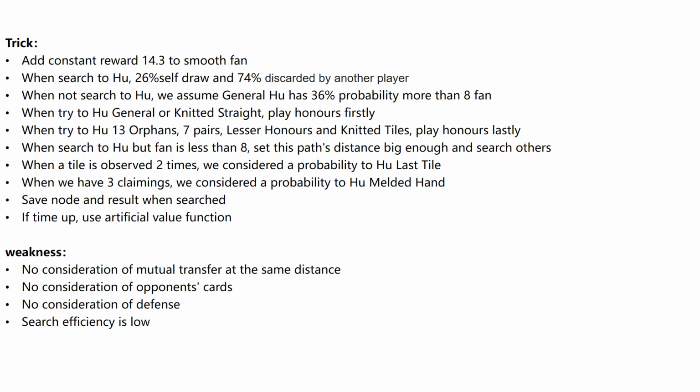When a tile is observed 2 times, we can consider a little probability to Hu last tile, means Hu 绝张. And when we have 3 claimings, we consider probability to Hu 全求人. And we save the nodes we searched, so next time we search to this node, we know the result. If time is up, we use the artificial value function.